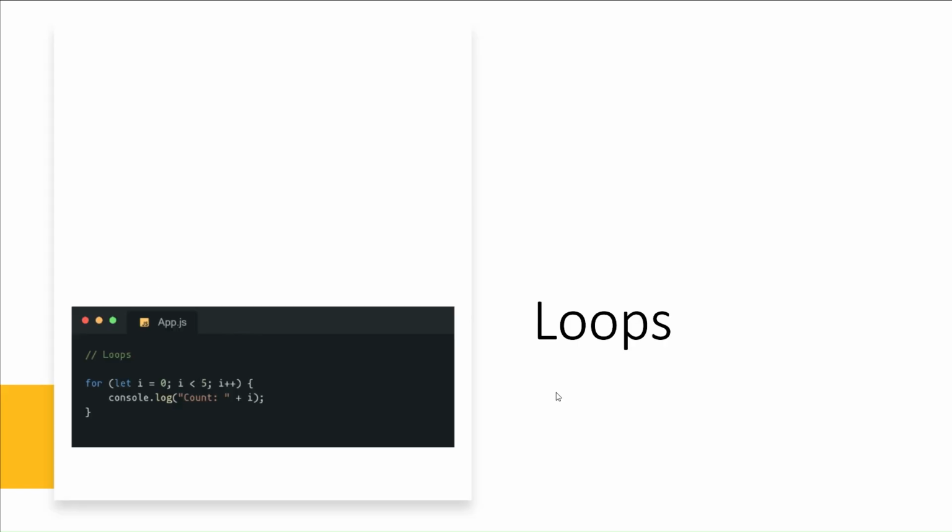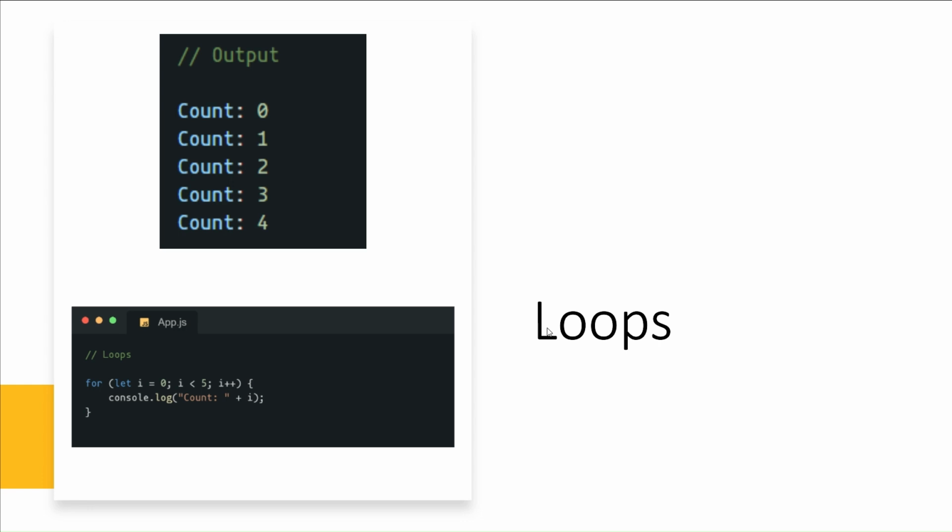Next, look at this loop. It's counting from 0 to 4, logging each iteration. Imagine the possibilities, automating repetitive tasks with a few lines of code. The loop runs from i equal to 0 to i equal to 4, which is i less than 5, logging the count at each iteration.